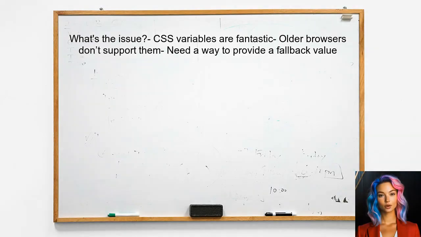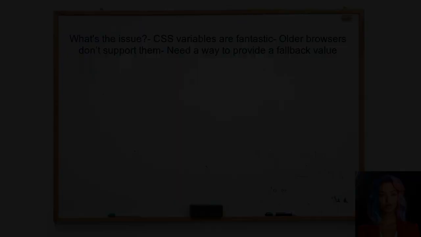So what's the issue here? CSS variables are fantastic, but older browsers don't support them. This means we need a way to provide a fallback value. We'll walk through how to set this up using SCSS, step by step.